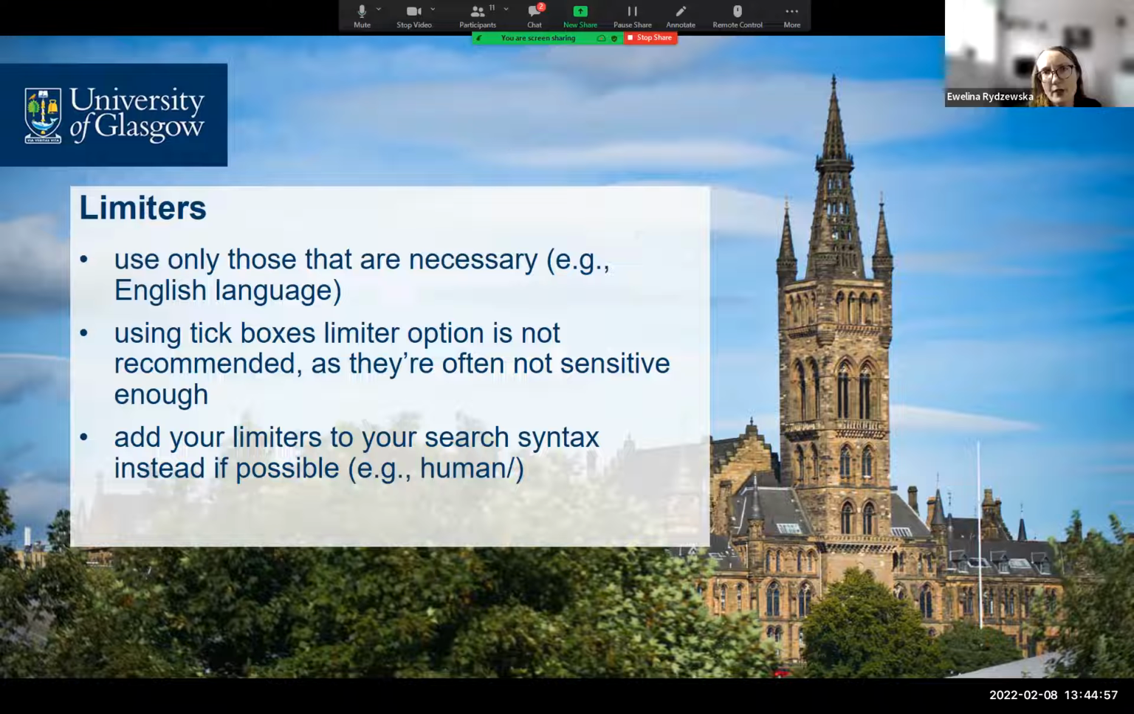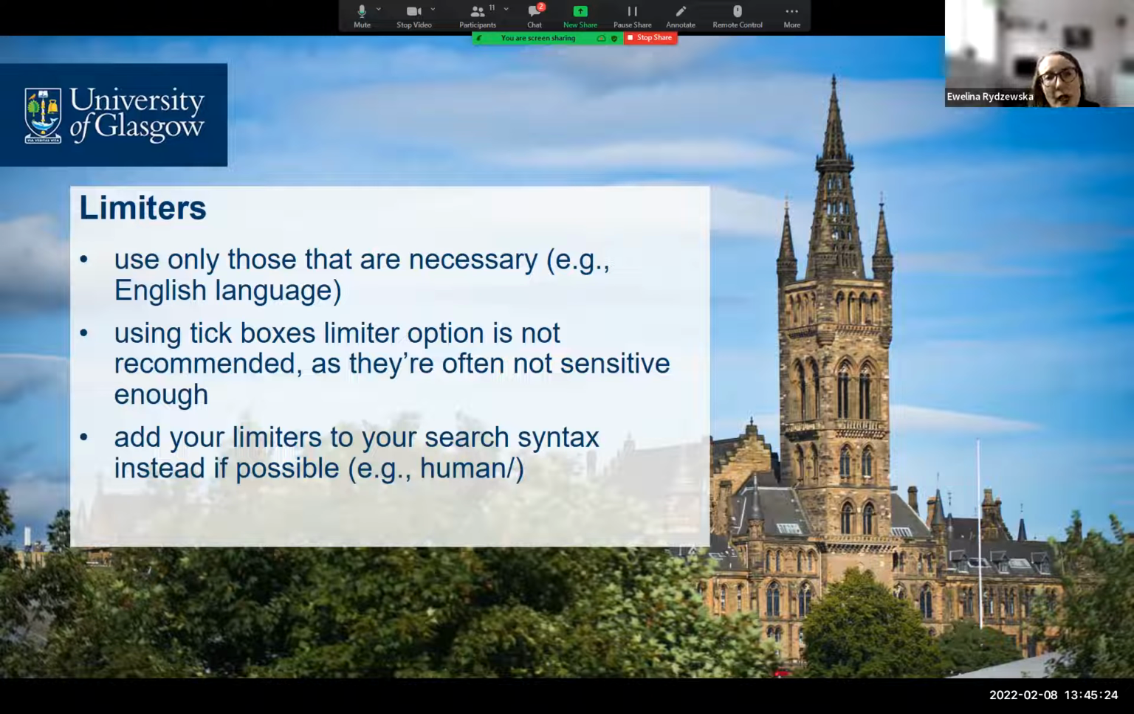But the advice, I think, from the library that I've been given in the past is not to use those. So not to tick any of those boxes because they're often just not sensitive enough. What I instead try to do is to use subject headings that are relevant. So for example, again, if I want to look at human studies, I will just add that subject heading as one of my lines in my search strategy.